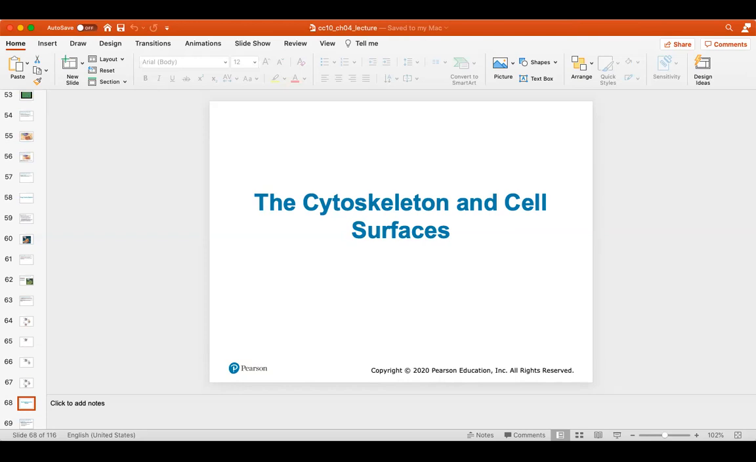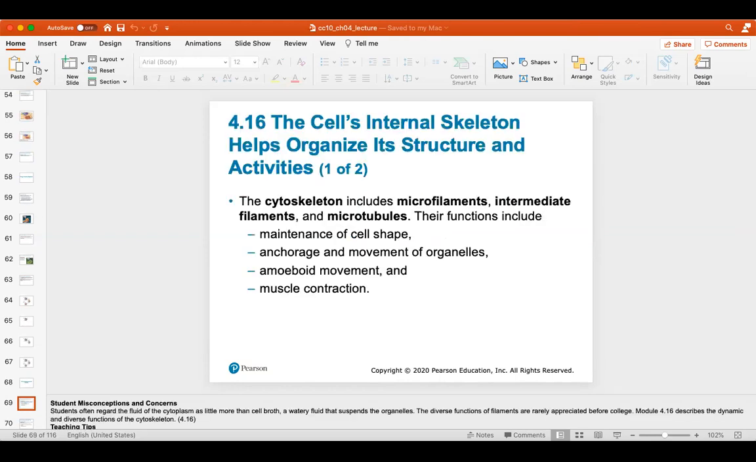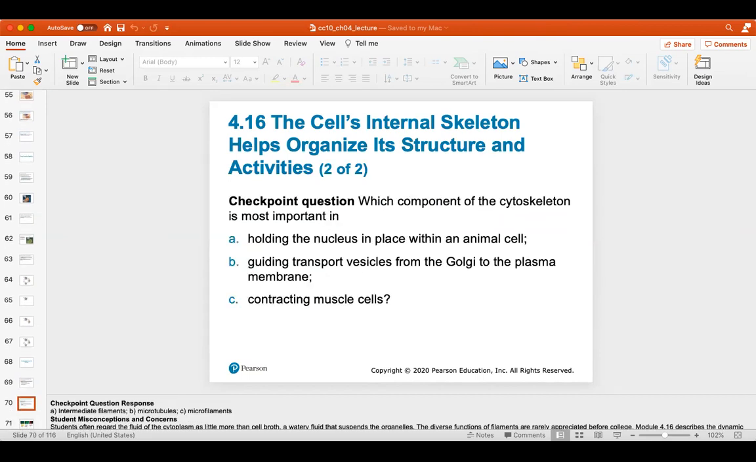Cytoskeleton and cell surfaces refers to the cell's bones. So this includes microfilaments, intermediate filaments, and microtubules. And their functions include maintenance of cell shape, anchorage and movement of organelles, amoeboid movement, and muscle contraction. Which component of the cytoskeleton is most important in holding the nucleus in place within an animal cell, guiding transport vesicles, and contracting muscle? And we'll answer those questions here.